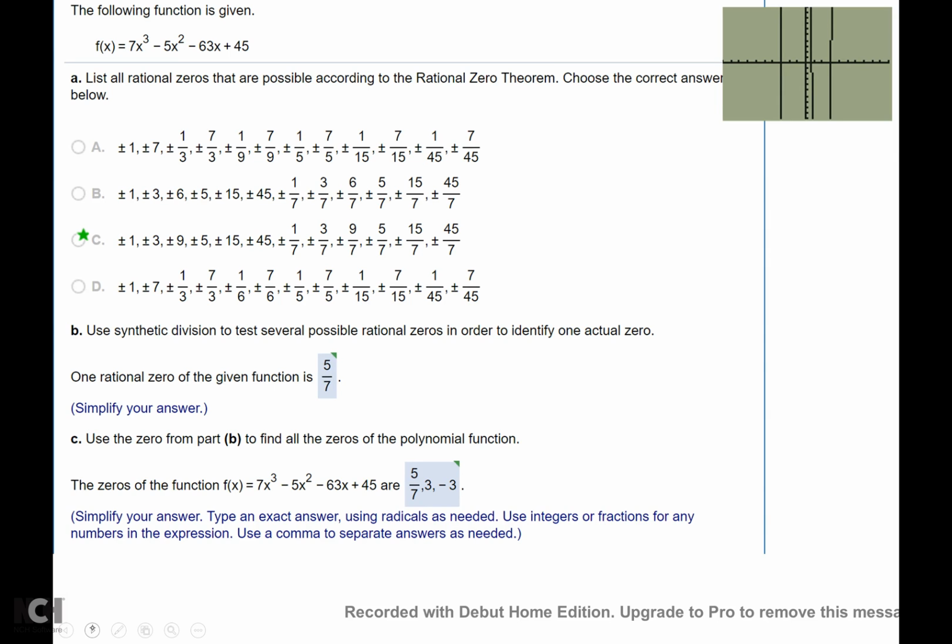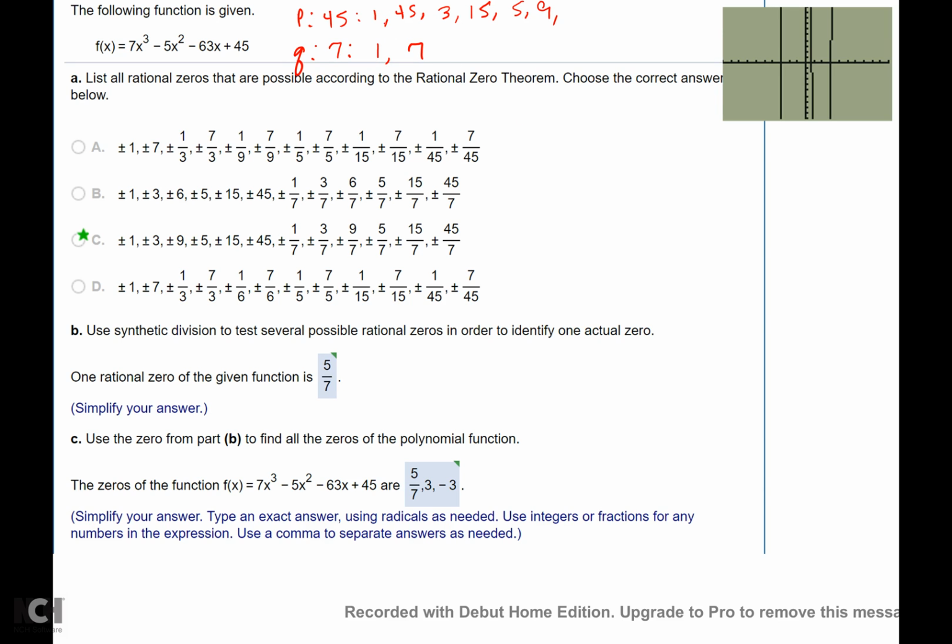Alright, it says the following function is given. List all rational zeros that are possible according to the rational zero theorem. Choose the correct answer below. So if I take all the factors, my p has to be a factor of 45, which is 1, 45, 2, no, 3 and 15, 4, no, 5 and 9, 6, no, 7, no, 8, no, 9 and 5. I got them all. My q has to come from factors of 7, which are 1 and 7.